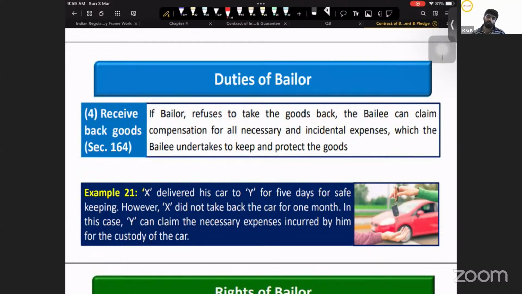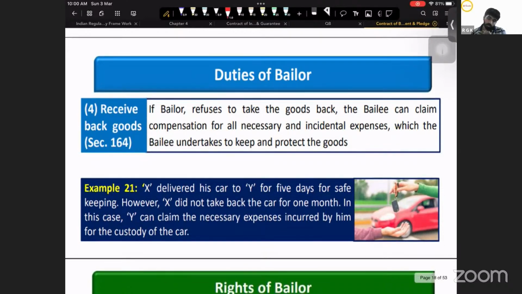X delivered his car to Y for 5 days for safekeeping. However, X did not take back the car for 1 month. In this case, Y can claim the necessary expenses incurred by him for the custody of the car, because you are not taking back, he will have to incur some expenses for safeguarding it. That expense can be recovered. So X delivered his car to Y for 5 days for safekeeping. However, X did not take back the car for 1 month. In this case, Y can claim the necessary expenses incurred by him for safe custody of the car.